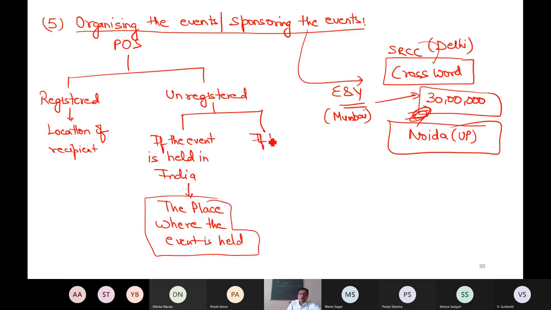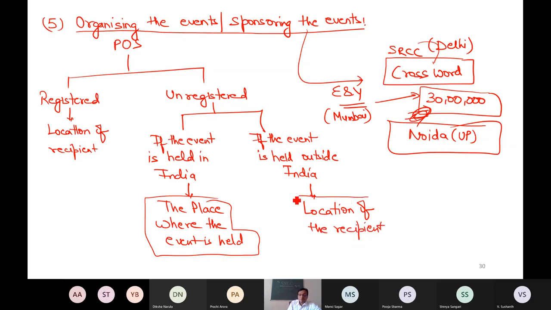If the event is held outside India, then it is not the place where the event is held, because in that case the government will lose the revenue. Then the government says the location of the recipient is the answer. Now, examples.